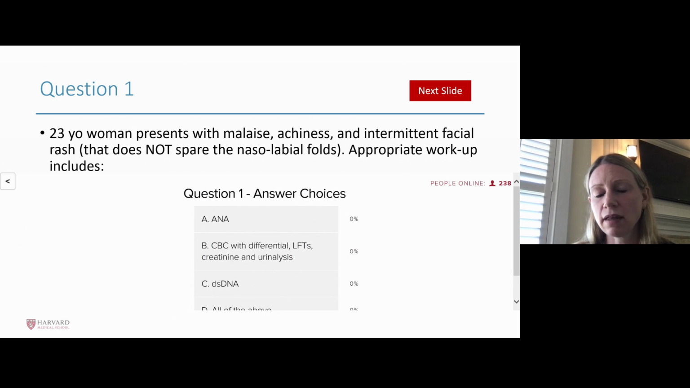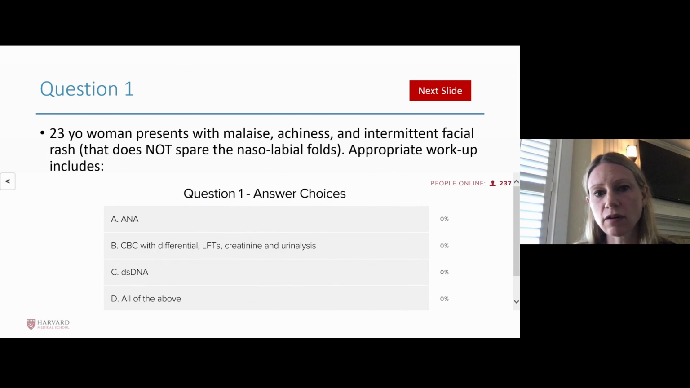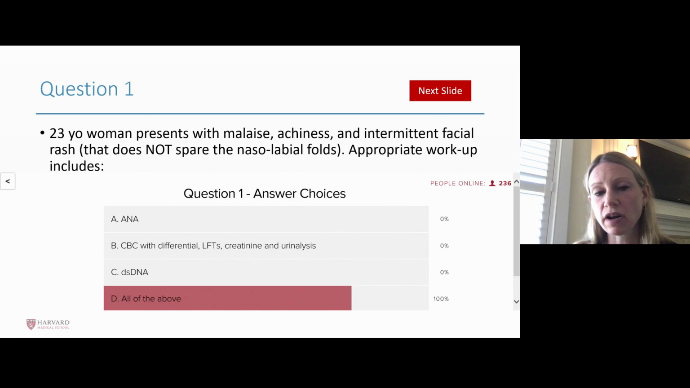So now we're going to start our questions. Question 1: a 23-year-old woman presents with malaise, achiness, and intermittent facial rash that does not spare the nasolabial folds, so it crosses the nasolabial folds. Appropriate workup includes A, ANA, B, CBC with differential, LFTs, creatinine, urinalysis, or C, double-stranded DNA.